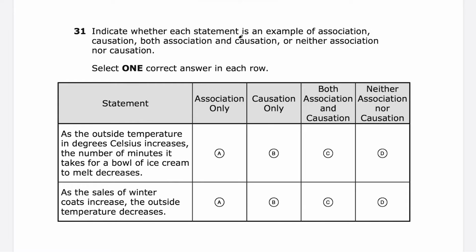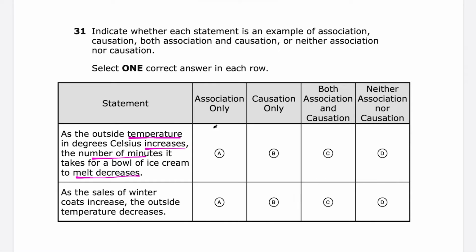Question 31, we want to indicate whether each statement is an example of association, causation, both association and causation, or neither association nor causation. So the first statement we have here is, as the outside temperature in degrees Celsius increases, the number of minutes it takes for a bowl of ice cream to melt decreases. Now, this is going to happen no matter what. This is something that is definitely causation.